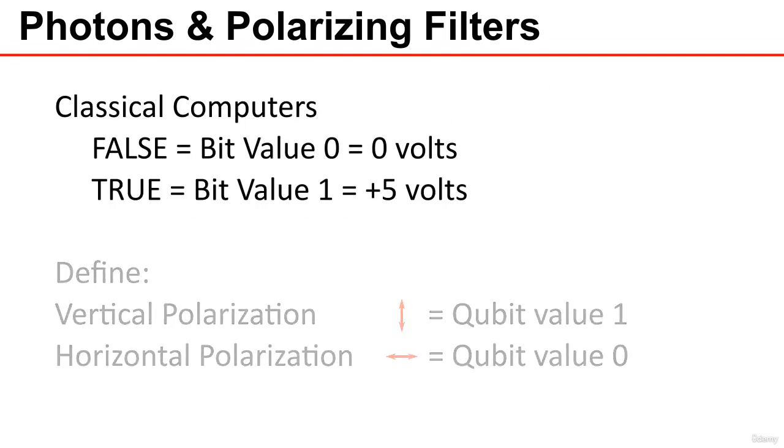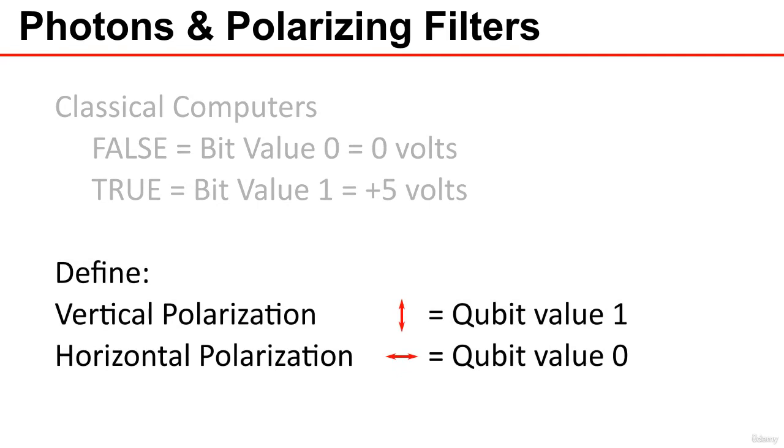In classical computers, we know about the concept of bits. A Boolean value of false is encoded as a bit value of 0, which is represented at a circuit level with a 0-volt potential. A Boolean value of true is encoded as a bit value of 1, which is often represented at a circuit level with a positive 5-volt potential.